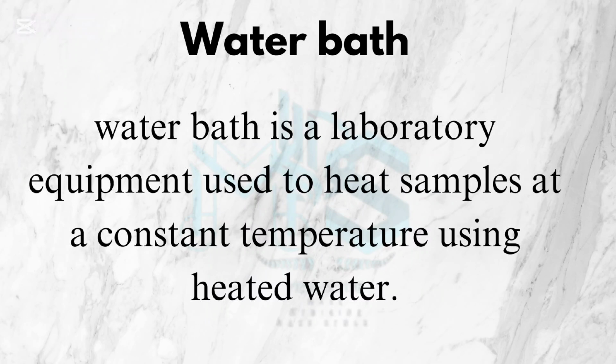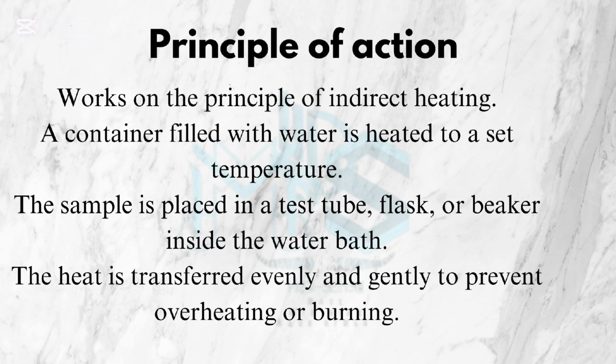For the water bath, a water bath is a laboratory equipment used to heat samples at a constant temperature using heated water. So this tries as much as possible to maintain a constant temperature. Now, this is the working principle: it works on the principle of indirect heating. A container filled with water is heated to a set temperature, then the sample is placed in a test tube inside the water bath. The heat is transferred indirectly, don't forget, gently and evenly, to prevent overheating or burning.